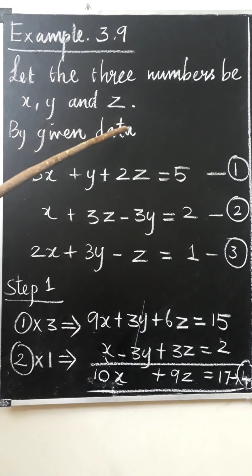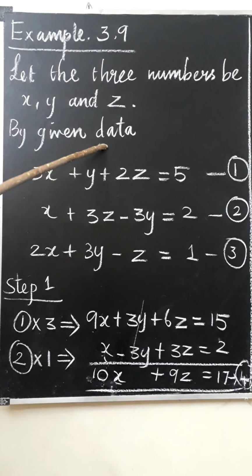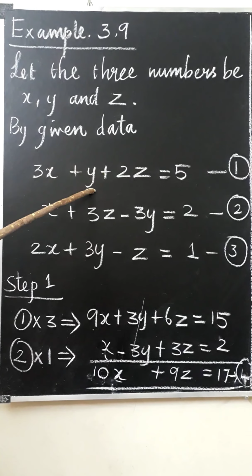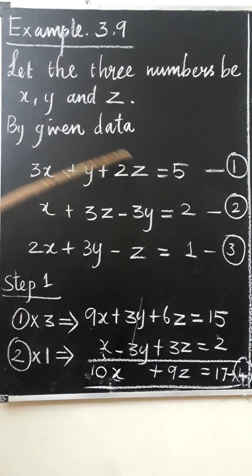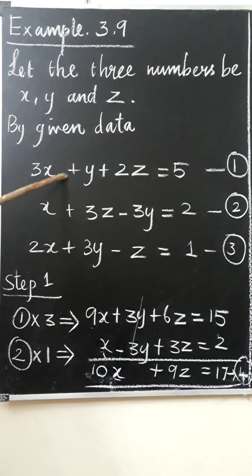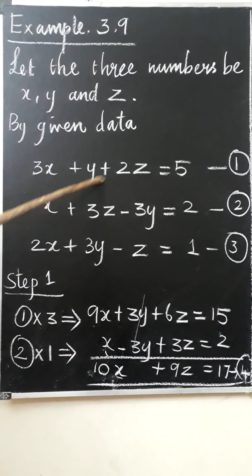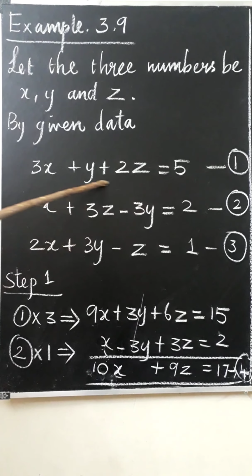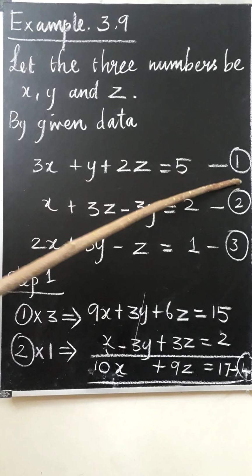By given data, it is given as the sum of thrice the first number, second number and twice the third number. Thrice the first number 3x plus second number plus twice the third number which is equal to 5. It is given as the sum of. So first equation is right.